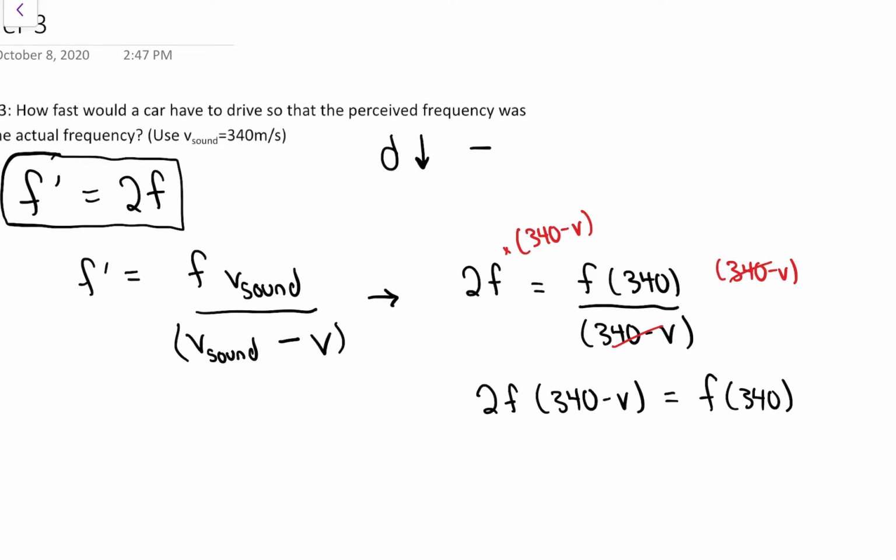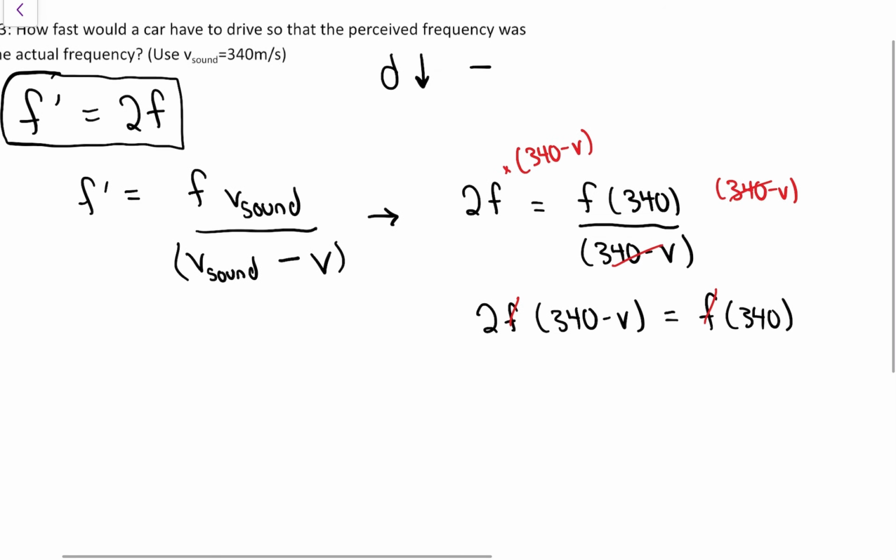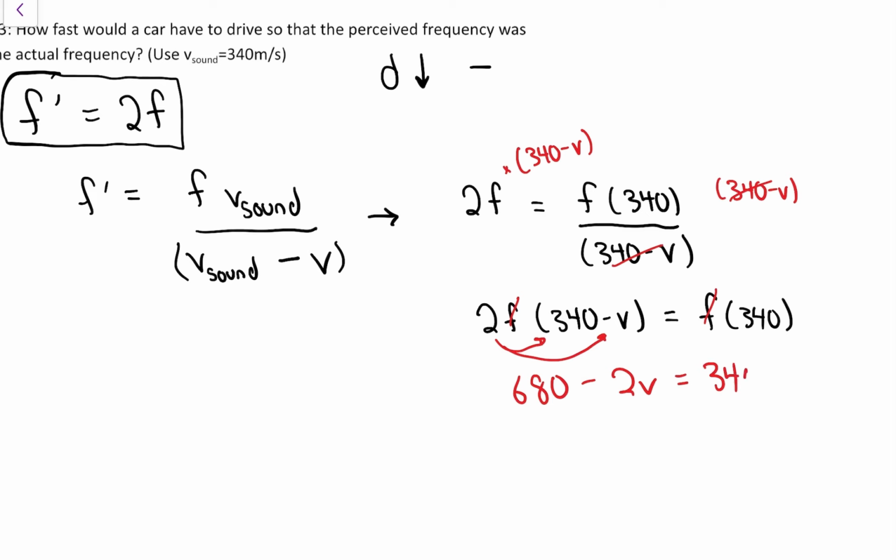I maybe could have done it sooner, but I'm definitely going to do it now. I've got an f on the left and an f on the right, so those cancel out. Algebra-wise, I'm going to distribute the 2 into my brackets. 2 times 340, I can do that in my head, that's 680. Take away 2 times v is 2v, and that's equal to the 340 I had on the other side.